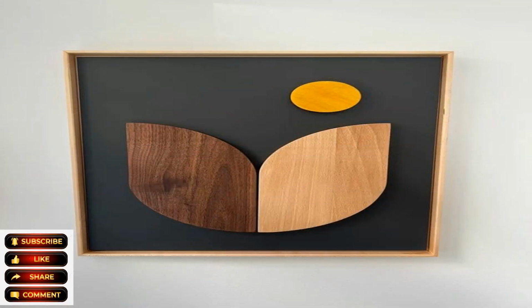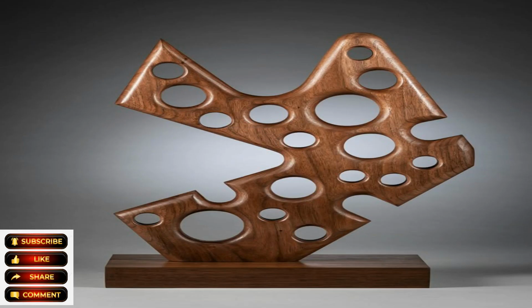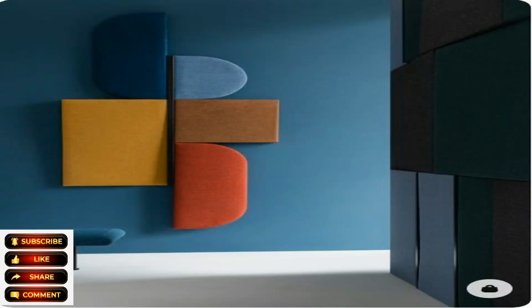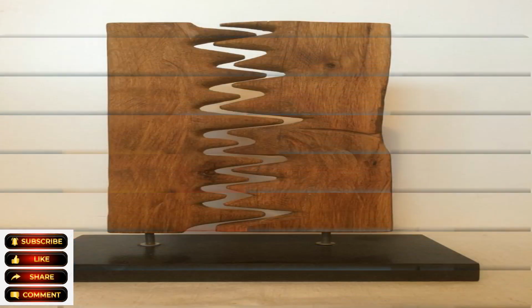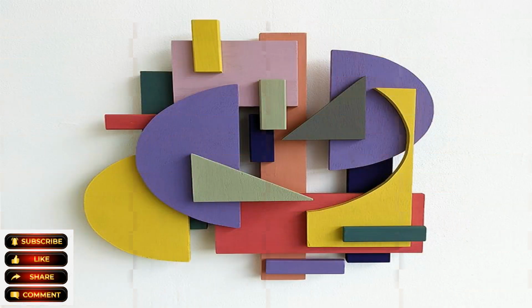4. Product line development. Outline the types of wood art you will offer, such as wall art, geometric, nature-inspired; functional art, shelves, coat racks; seasonal decorations; personalized pieces, family trees, custom signs.